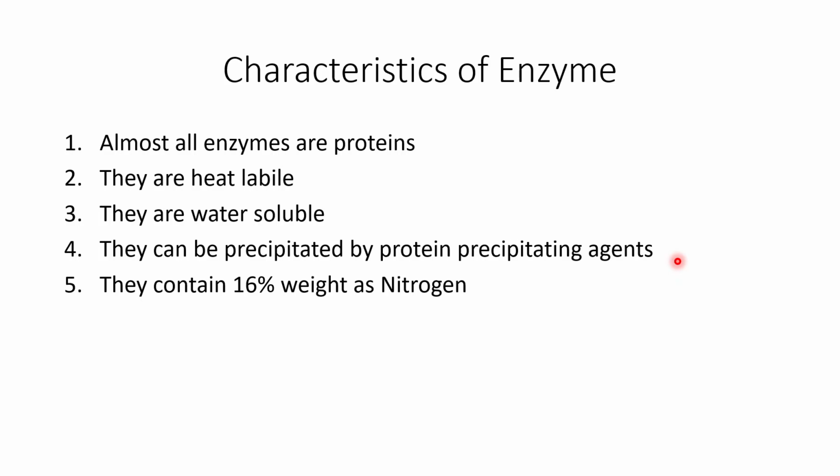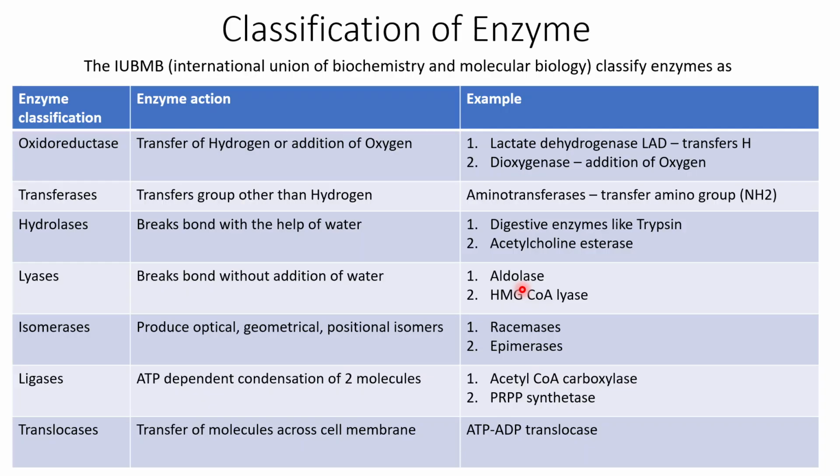Okay, so proteins are precipitated by which agents? They can be precipitated by physical agents like heat, vigorous shaking, or chemical agents. Okay, so that we will study later. So what you should know is that all the protein precipitating agents will also affect enzymes. And because they are made up of proteins which contain nitrogen, they roughly weigh about 16% nitrogen. Okay. Now let us look at classification of enzymes.